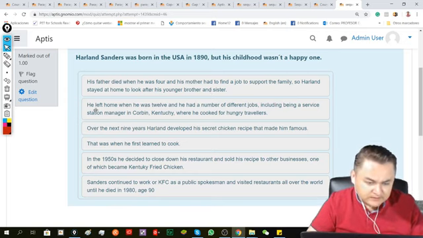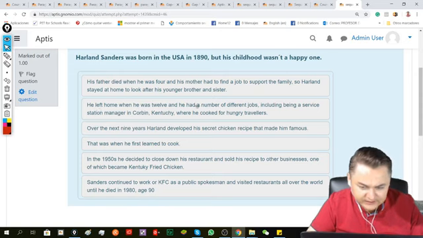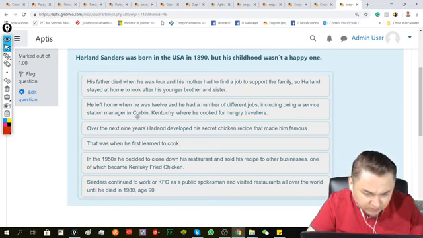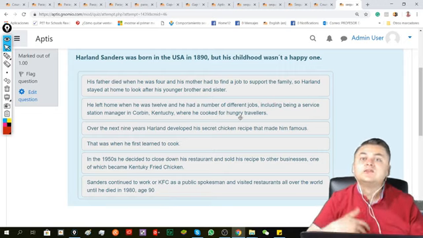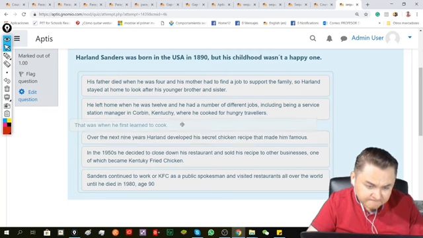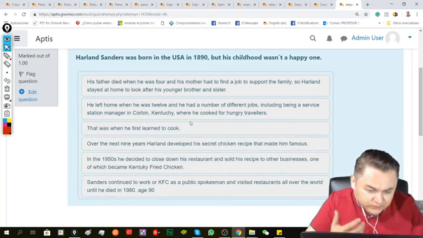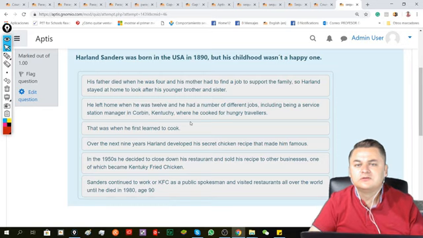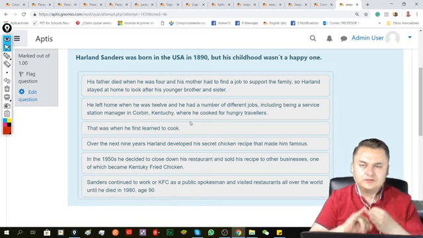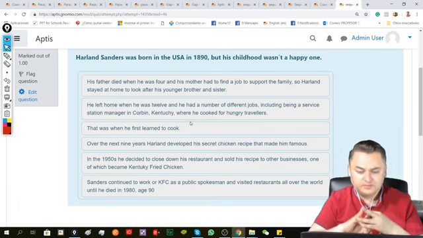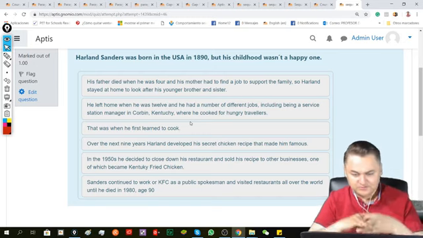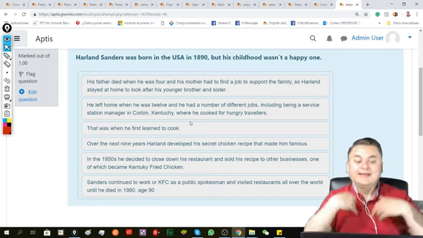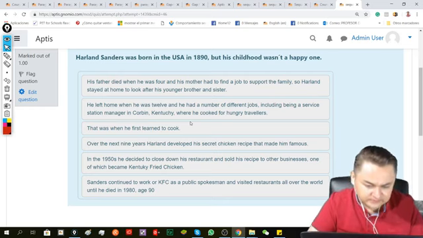Then it says, he left home when he was 12 and he had a number of different jobs, including being a service station manager in Corbin, Kentucky, where he cooked for hungry travelers. Okay, so he cooked, and I would say that was when he first learned to cook. So he leaves home, he starts working in several things, but one of his jobs is as a manager, and this job required him to cook for travelers, and this is how he learned to cook.